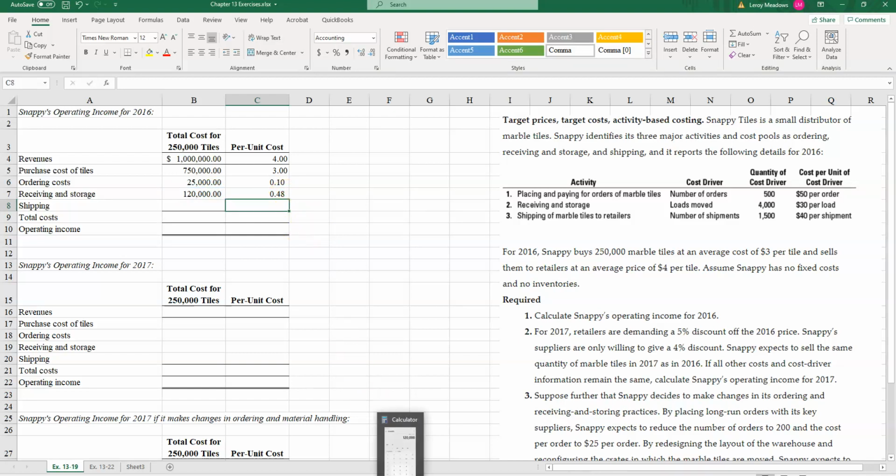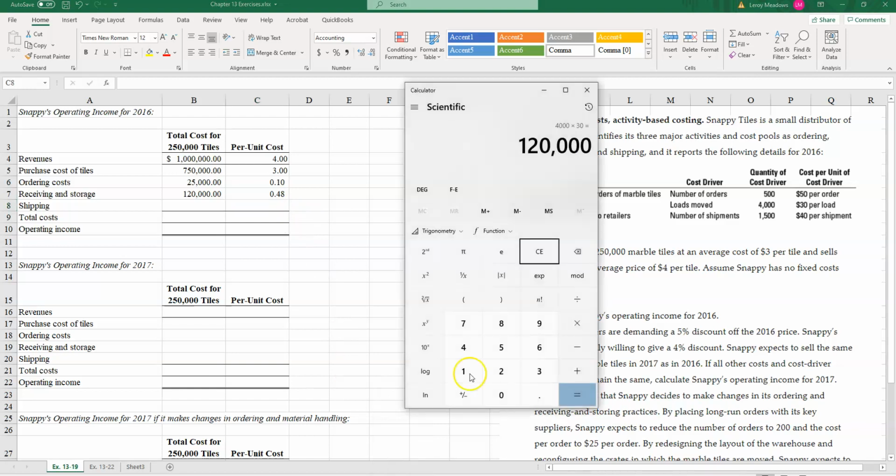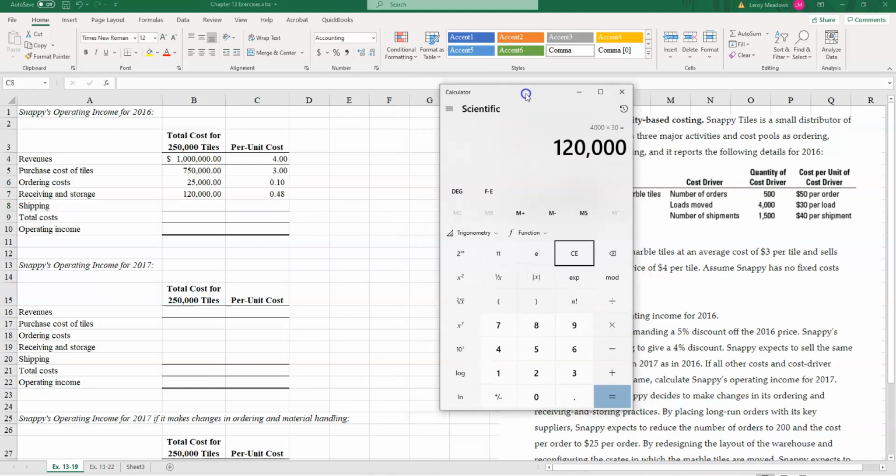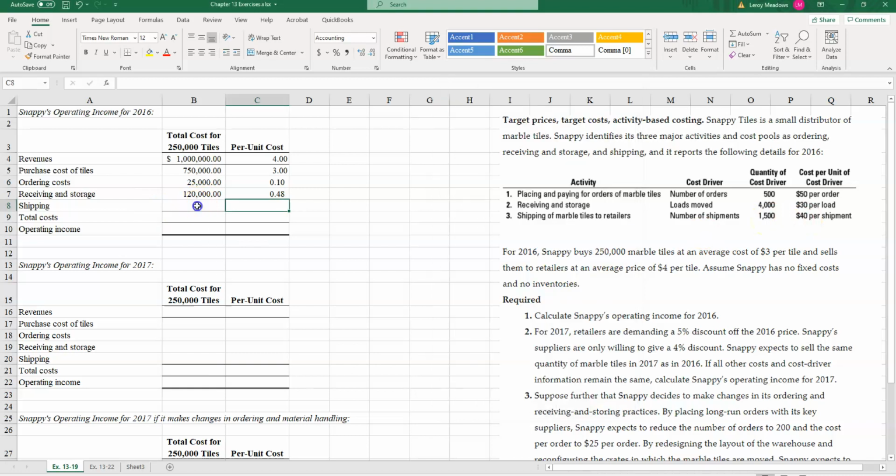Now let's take a look at my shipping costs. My shipping costs are how much? Well, I expect to have 1,500 shipments, and each shipment is going to cost me $40 per shipment. So my total shipment costs are going to be $60,000. And again, we see that right here: 1,500 shipments, $40 per shipment, so my total shipping costs are going to be $60,000. And on a per unit basis, that will translate to 24 cents per tile.